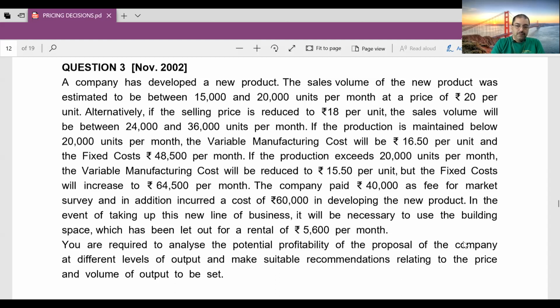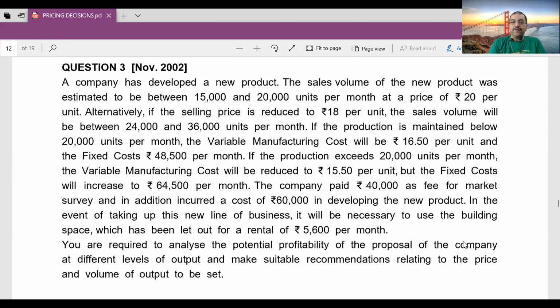Now, 40,000 market survey and 60,000 cost of developing the new product are called sunk cost. I told you it is not a relevant cost, it is a sunk cost. So they will not be considered in our calculations at all. But 5,600 is the rent that we are supposed to sacrifice, because I'm using that business space for my office, that I've given on rental basis, that I'm now going to get back for my business. So I'm going to lose out on the rental of 5,600 per month. That will be an opportunity cost for you, so that has to be considered.